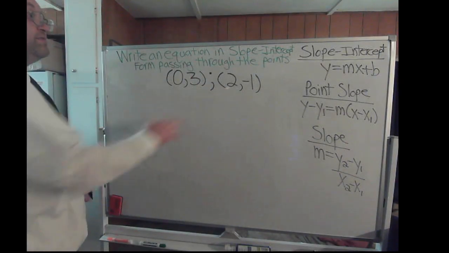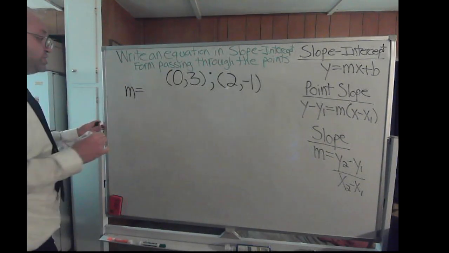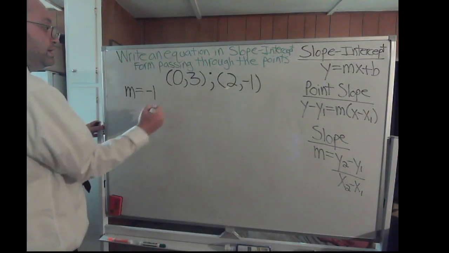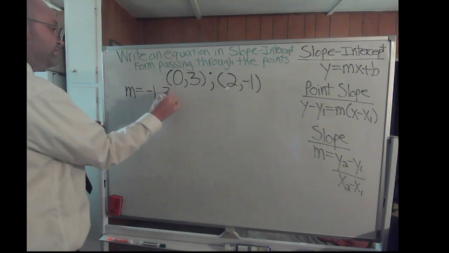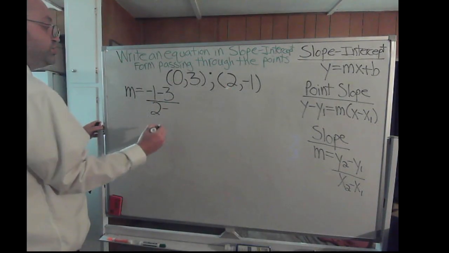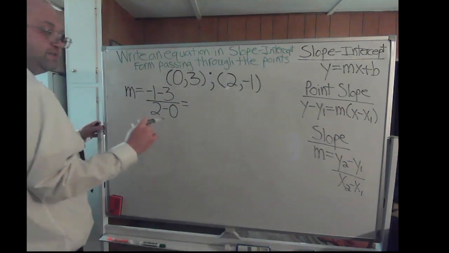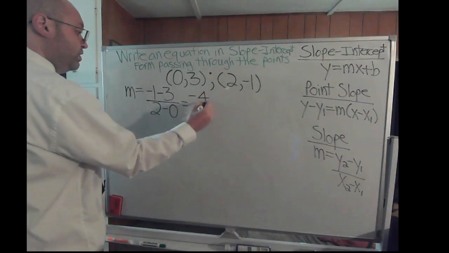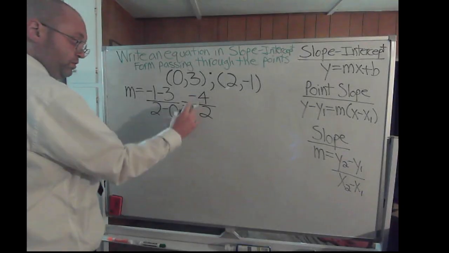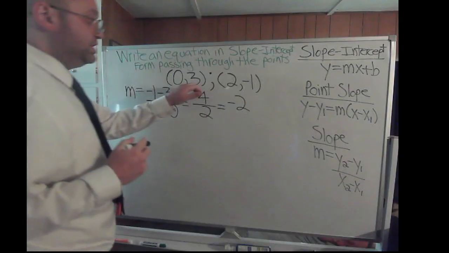So again, first thing, if you're only given 2 points, find your slope. The slope is going to be equal to your second y coordinate, which is -1, minus your first y coordinate, which is 3, over your second x coordinate, which is 2, minus your first x coordinate, which is 0. So you have -1 minus 3 in the numerator, which turns into -4. 2 minus 0 in the denominator turns into 2. -4 divided by 2 is -2. So now we have a slope of -2 with this particular line.